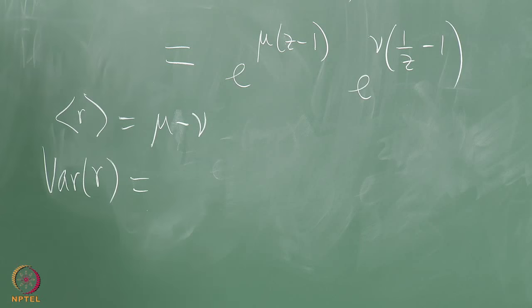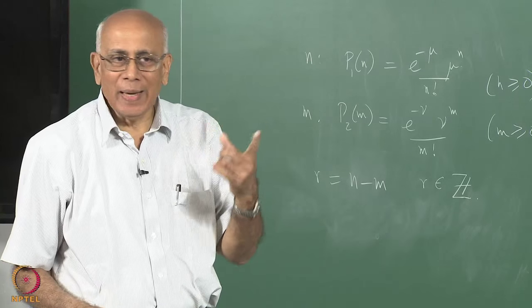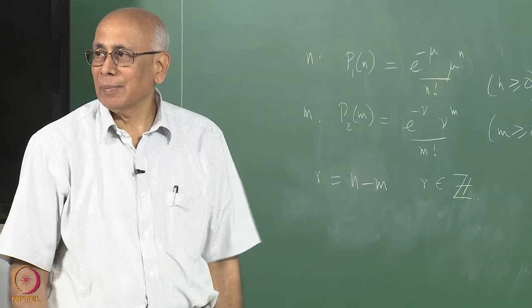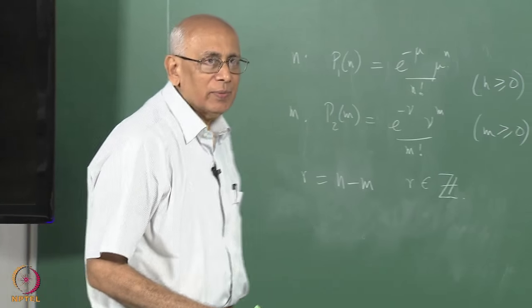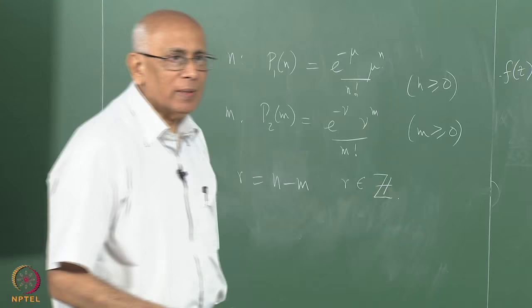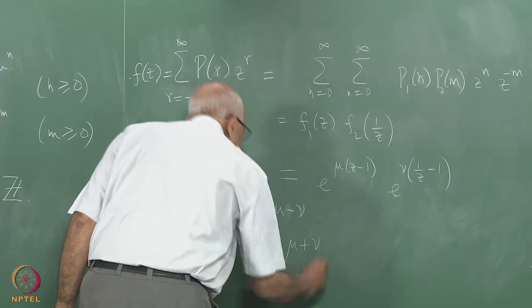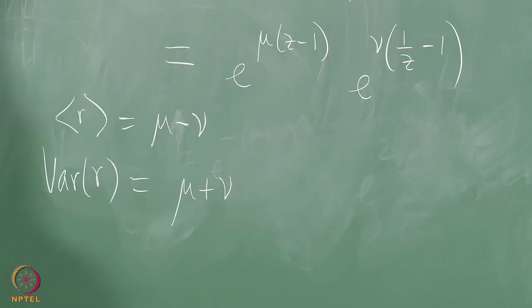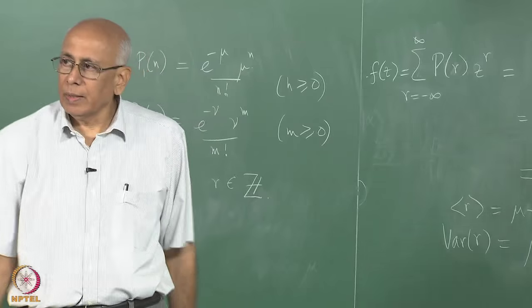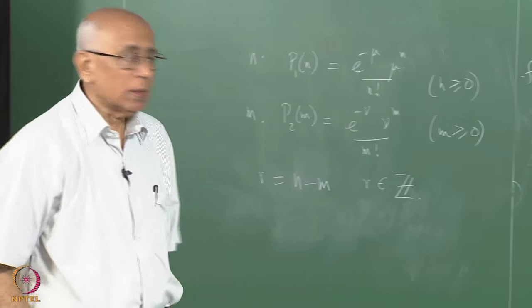What do you think will happen to the variance? Well, remember we looked at a distribution of a n plus b m, and we said a and b are just real numbers. It doesn't matter whether they are positive or negative. So you could set one of them equal to 1 and the other equal to minus 1. And of course, immediately it follows that this is equal to mu plus nu. Okay.